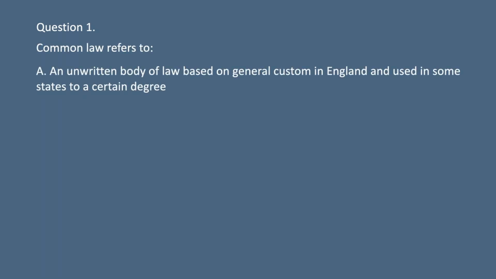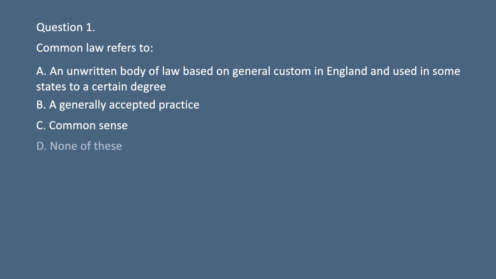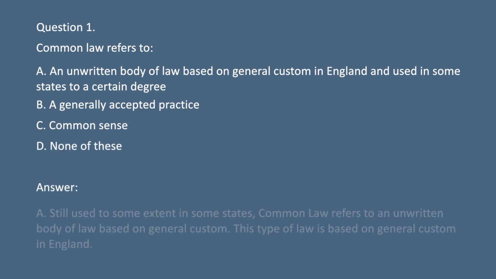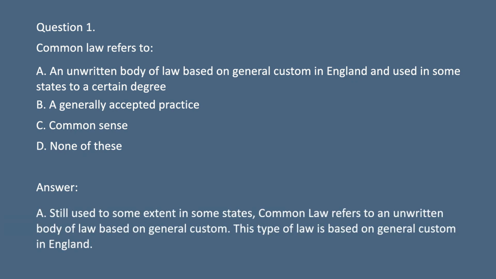Question 1. Common law refers to A. An unwritten body of law based on general custom in England and used in some states to a certain degree. B. A generally accepted practice. C. Common sense. D. None of these. Answer. A. Still used to some extent in some states, common law refers to an unwritten body of law based on general custom. This type of law is based on general custom in England.